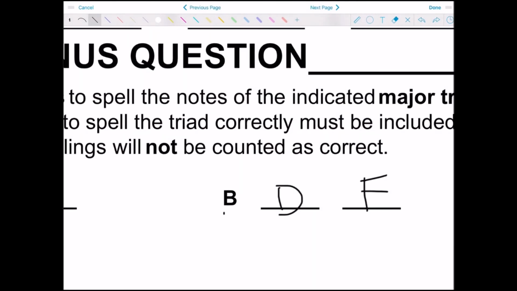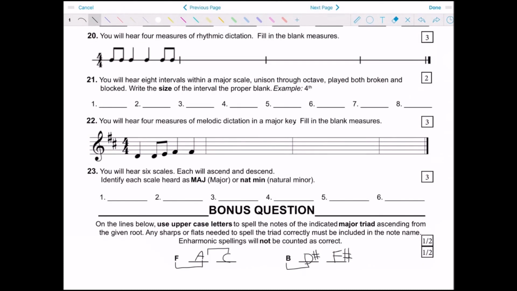Okay, now B to D, we need 4 half steps. Is B to D 4 half steps? No, it's only 3. So what we got to do is we have to change D to make it 4 half steps away from B. So we got to add a sharp. D sharp. Now, D sharp to F, is that 3 half steps? Nope, it's only 2 half steps away. So we have to change F to make it F sharp, to make it 1 more half step higher. And then there you go. You have your bonus question. Each one of those is half a point.